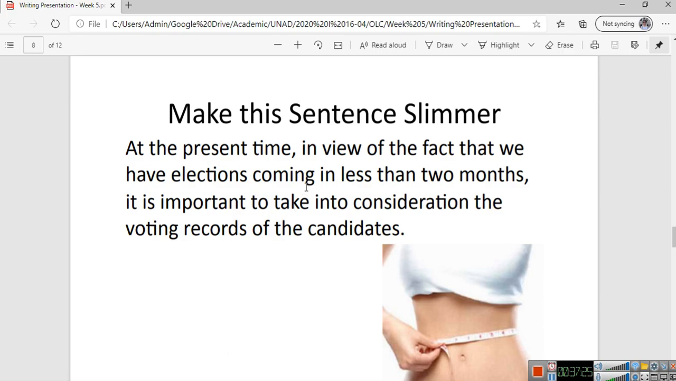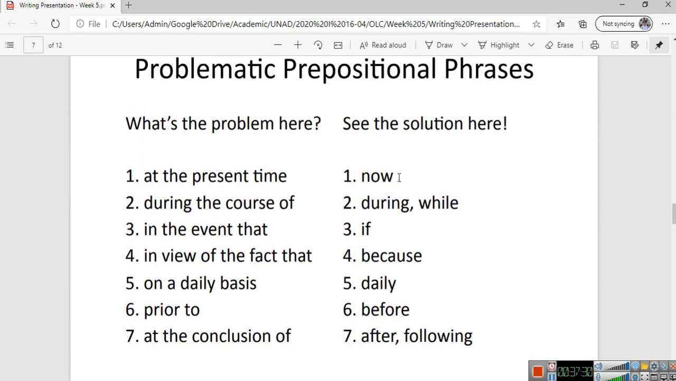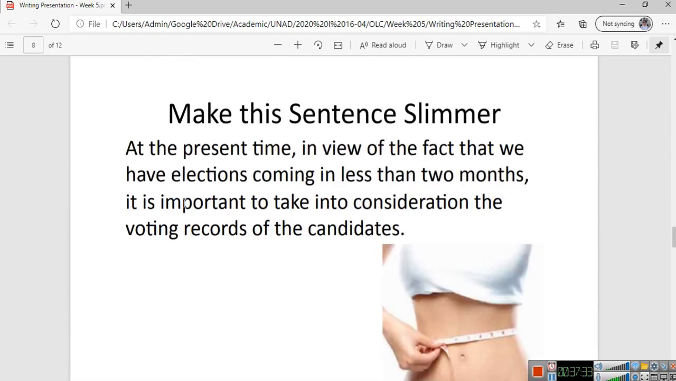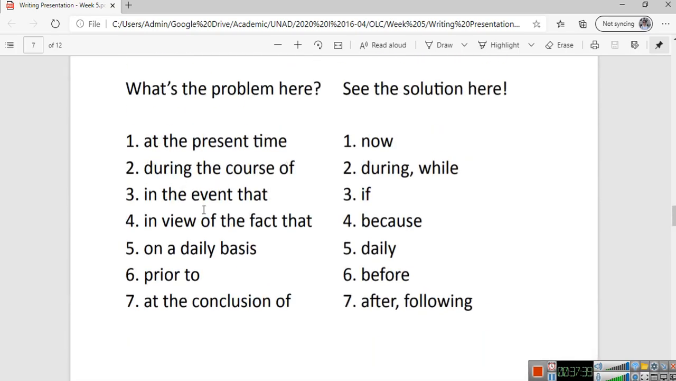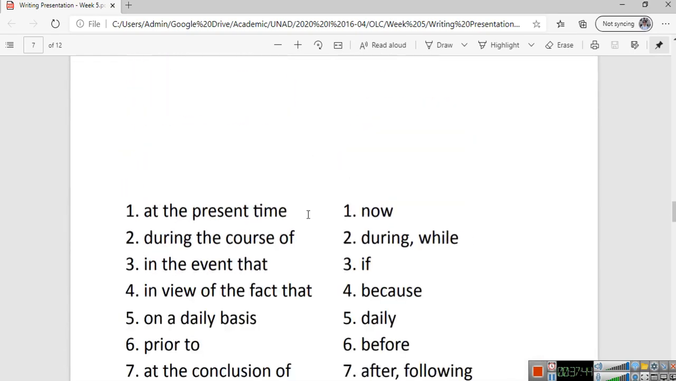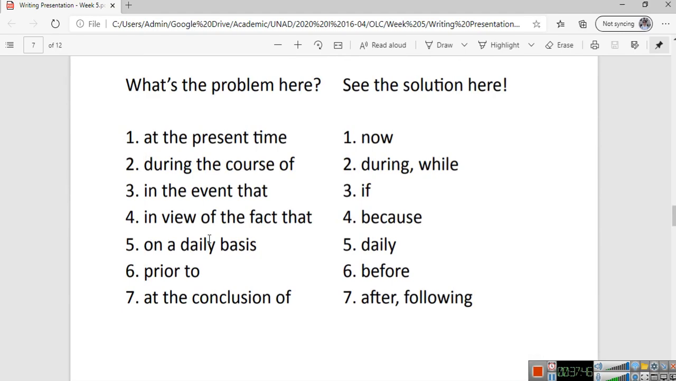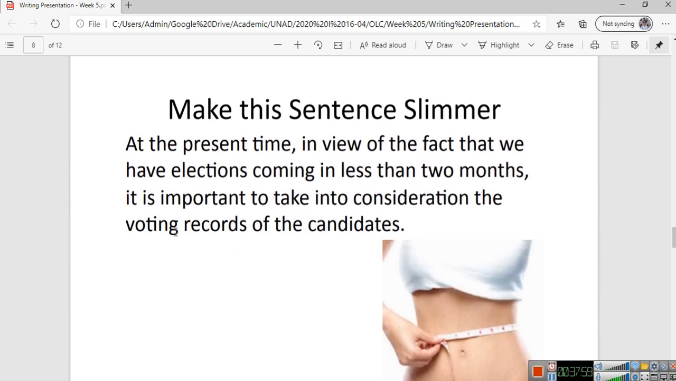Now let's go back, because we have at the present time can be replaced by now. During the course of, we don't have that. In the event that, we don't have that either. In view of the fact that, because I think we had that. To take into consideration, considering we made that, voting records of the candidates. This cannot be replaced because it's the only information we can get from that.